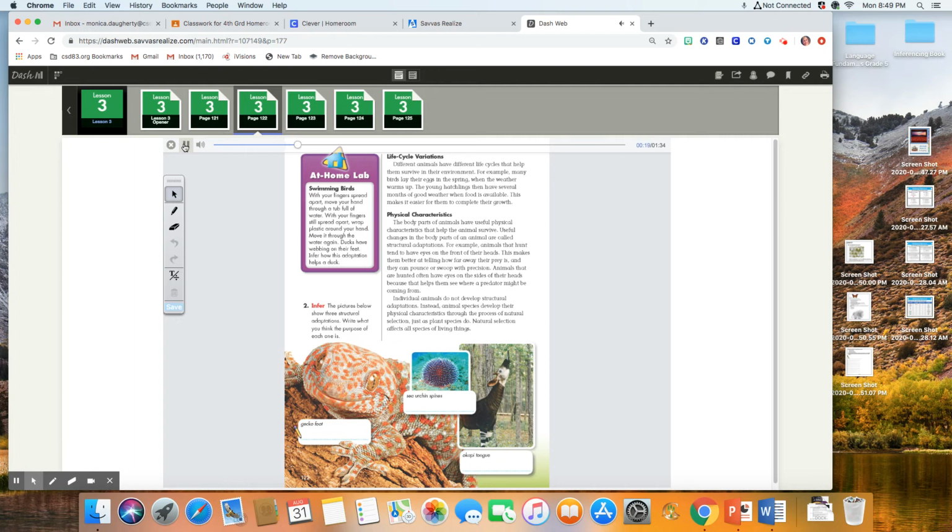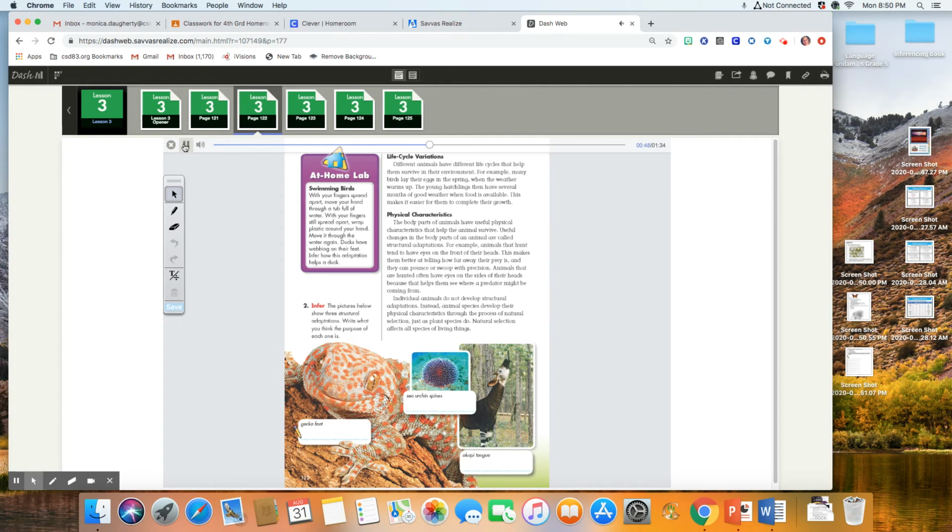Physical characteristics. The body parts of animals have useful physical characteristics that help the animal survive. Useful changes in the body parts of an animal are called structural adaptations. For example, animals that hunt tend to have eyes on the front of their heads. This makes them better at telling how far away their prey is, and they can pounce or swoop with precision. Animals that are hunted often have eyes on the sides of their heads because that helps them see where a predator might be coming from.